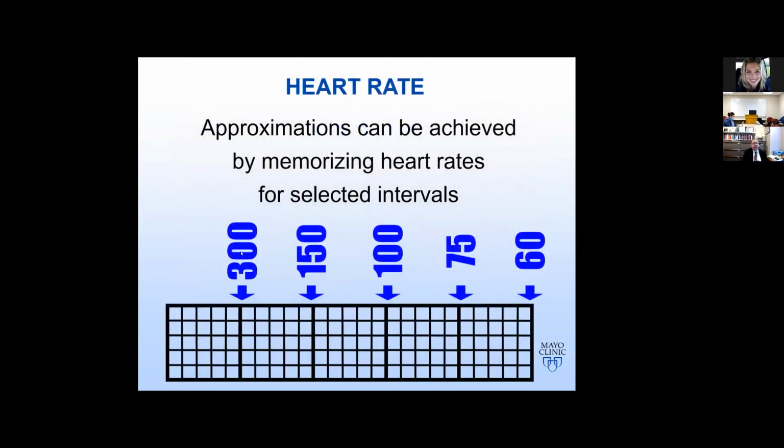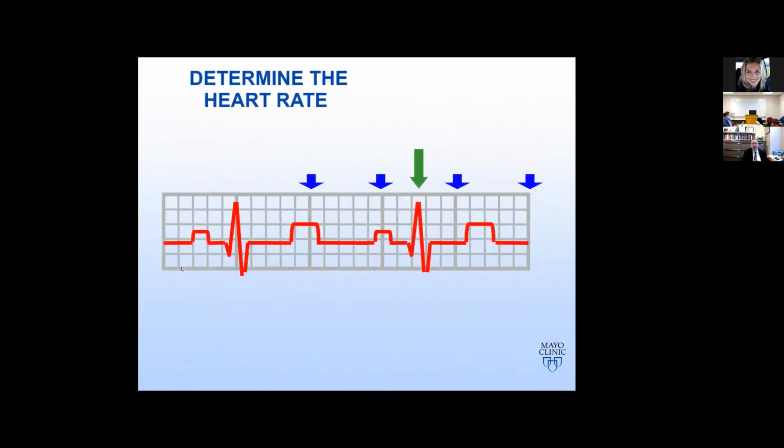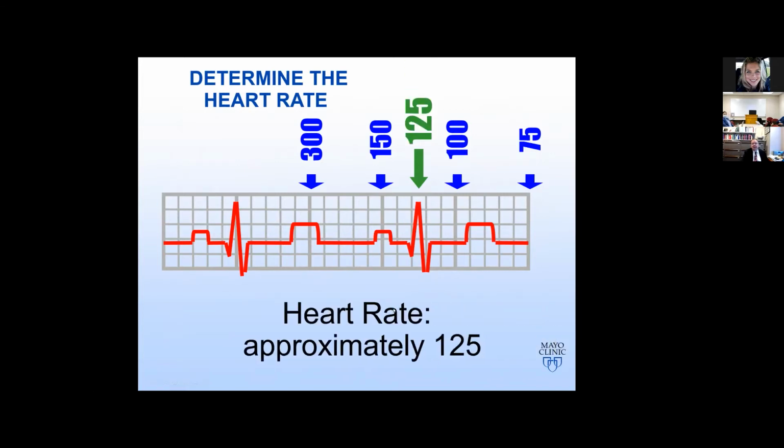So we can get estimates: 300 divided by 1, 300 divided by 2, 3, 4, 5, and so on. You can very quickly look at an EKG and figure out what the heart rate is. If this is an example of an ECG that we're trying to figure out the heart rate for, we know that the first box is 300, the second is 150, then 175. This is about halfway in between. So we would estimate that the heart rate is about 125 beats per minute. This is a quick way to look at heartbeats.